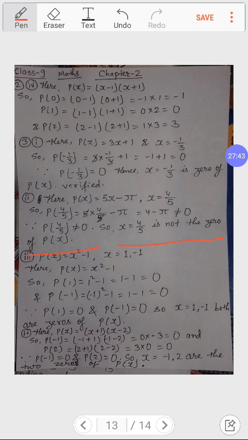So now if you will see question number 3, it was p(x) is equal to x square minus 1. And here the numbers given are 1 and minus 1. So for both of these we will be trying. Just see, I had written here p(x) is equal to x square minus 1. Okay, and after that in place of x I had written 1. p(1) is equal to 1 square minus 1, and 1 square is what? 1 only. 1 minus 1 is 0.